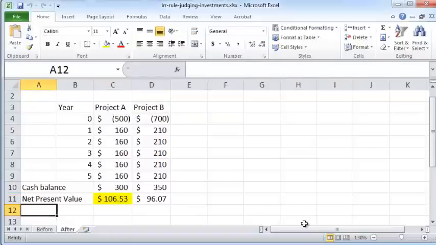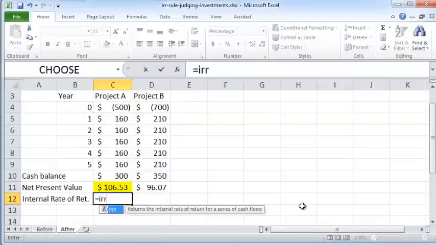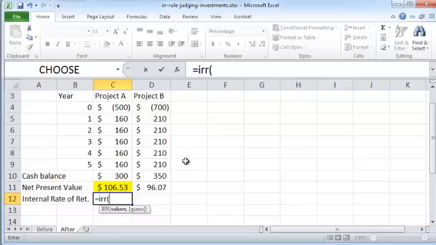Let's compute the internal rate of return for each of these projects. So speaking of project A, you would compute the internal rate of return in this manner: equals IRR, which is the formula for internal rate of return. The values include all the values, including the initial value. You just select all of them, and you have to provide a guess value for Excel to get started.